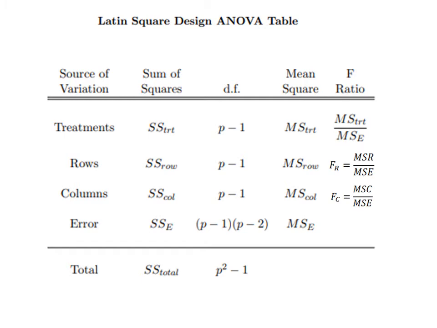Now look at the F ratio. Everyone knows about the F ratio or F test. So the F value must be greater than 1. Accordingly we may change the formula, right? Here what is the general formula? Mean square treatment divided by MSE. And the FR formula is MSR by MSE. FC, C means column, is MSC by MSE. So this is the ANOVA table for Latin square design.